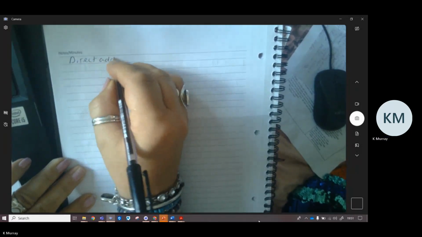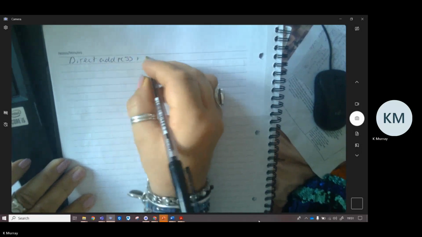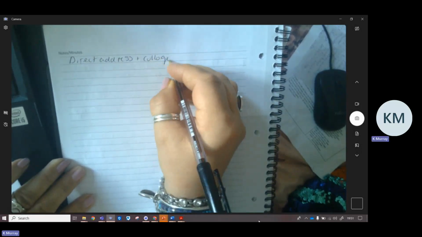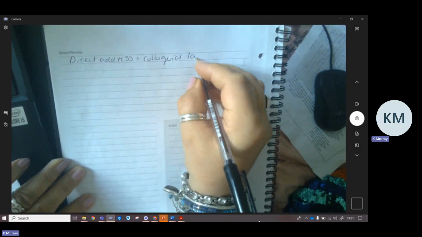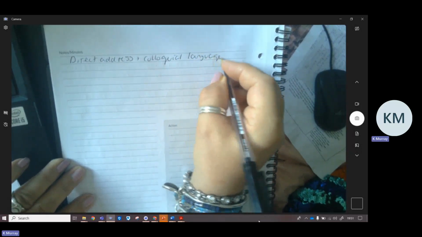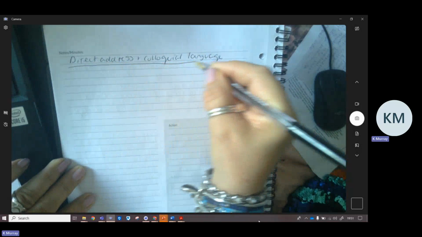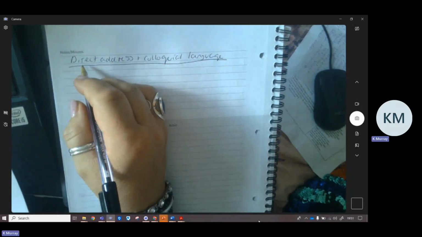Oh, we're getting there. It's a long one, guys, but I wanted to do this in detail with you, and just walk you through the whole thing. What else have we got in Storm on the Island? Well, we've got direct address and colloquial language used, haven't we? Colloquial language being that everyday type of language that we use to each other. It's less formal, isn't it?